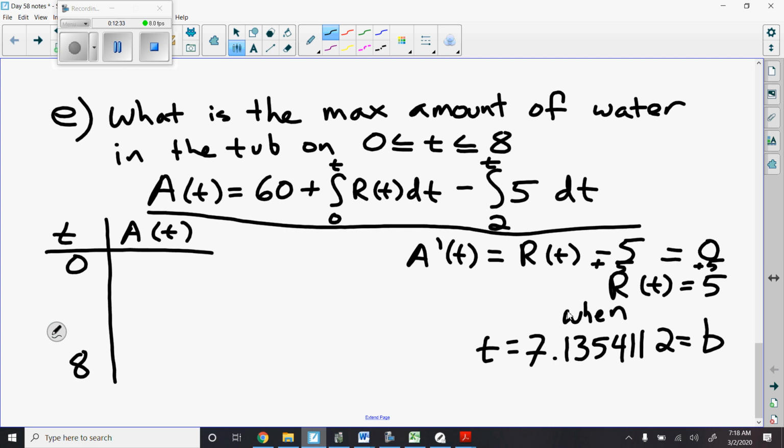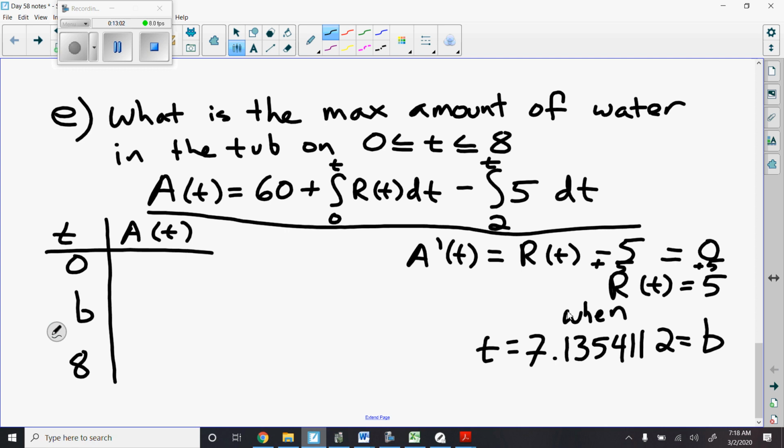So I don't have to keep writing 7.1354112. Okay? So I need to test time B. Right? Now I can use B the rest of the time because the grader knows, hey, when I'm talking about B, I'm actually talking about that point when R of t equaled 5. Okay? Now I just have to go and plug everything in to my amount and figure out which one makes the biggest.